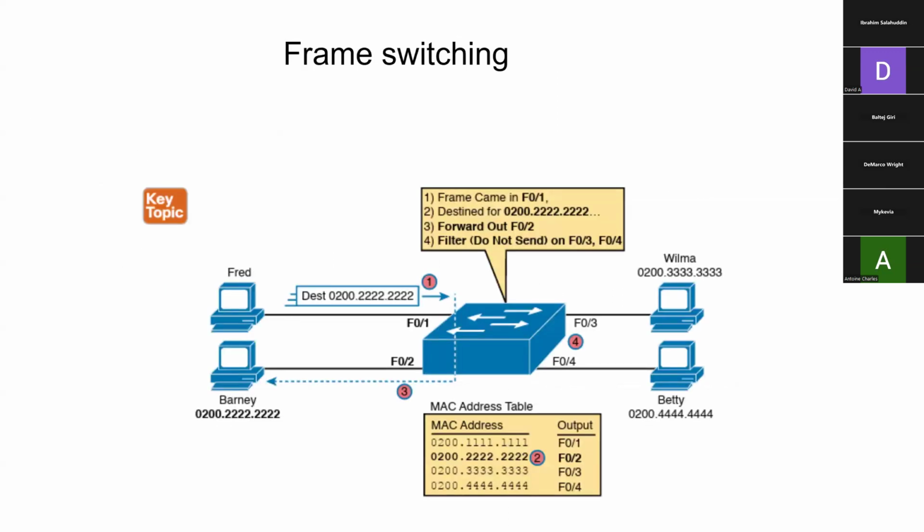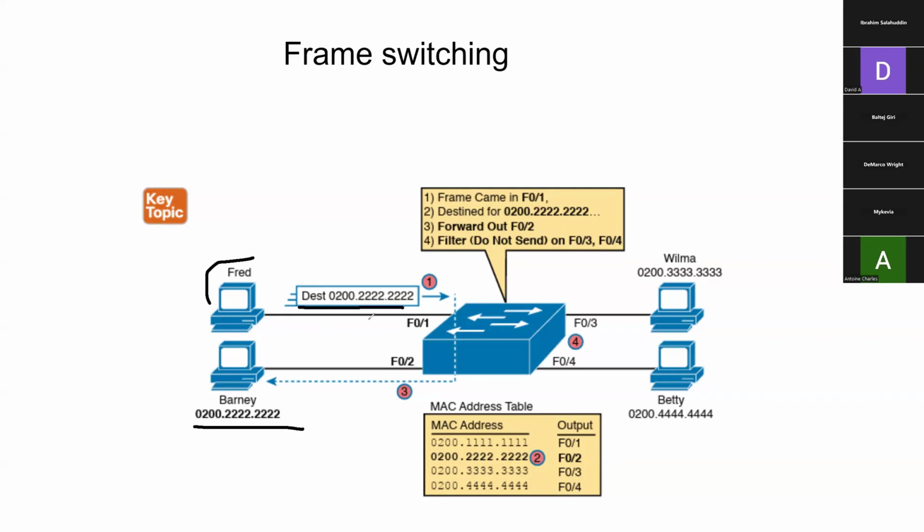Now let's take a look at how frame switching works in action, right? As we know, each individual device has its own MAC address, or rather a burned-in address. This is your physical address, right? My computer has a physical address. All of your computers have physical MAC addresses, right? So the way that this switch works is, let's say Fred wants to send a frame over to Barney, right?